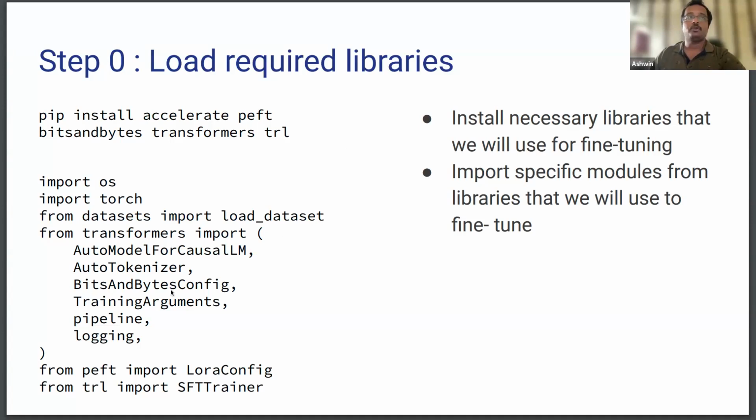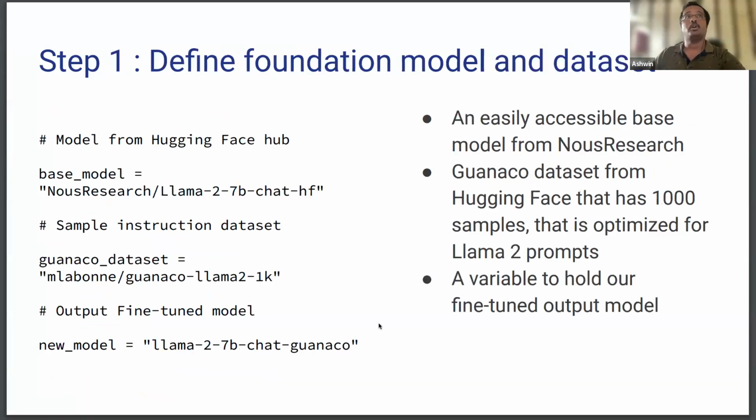And then from the transformers, we are loading the different modules that are inside the transformers library. From PEFT, we are loading the LoRA config, because LoRA is what we will use to fine tune the model. And lastly, we will import the SFT trainer module from the TRL library. This is what we will use to run the training itself. So you start with installing necessary libraries and importing the specific modules.